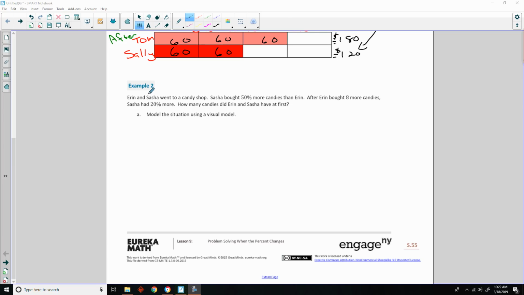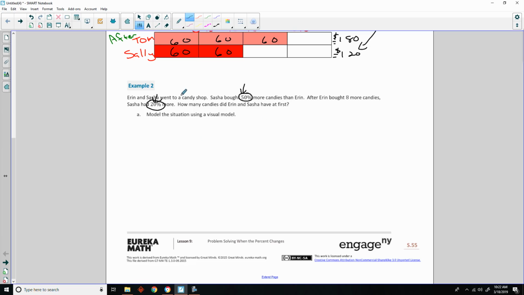Example 2 says, Erin and Sasha went to a candy shop. Sasha bought 50% more candy than Erin. After Erin bought 8 more candies, Sasha had 20% more. So the key here is we have a 20% value, we have a 50% value. So our first table is going to be in increments of 50%, and our second table is going to be in increments of 20.